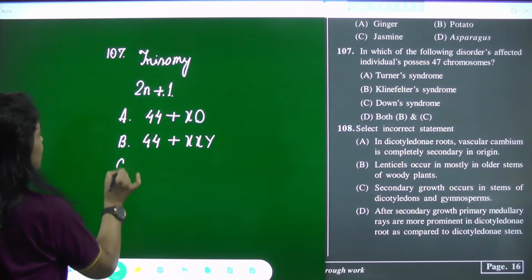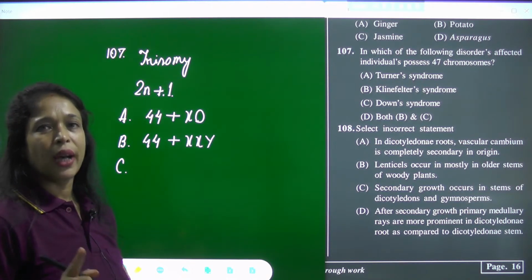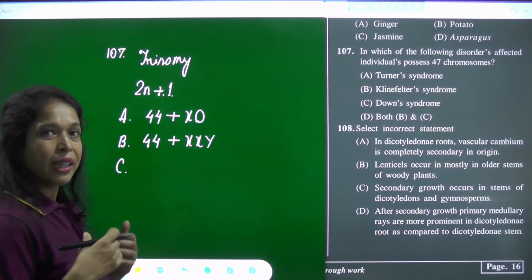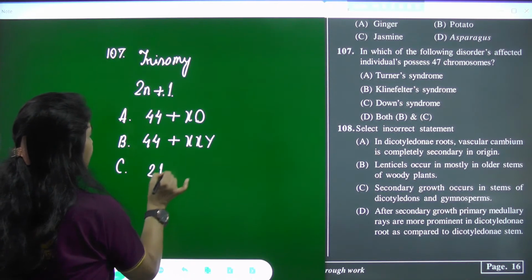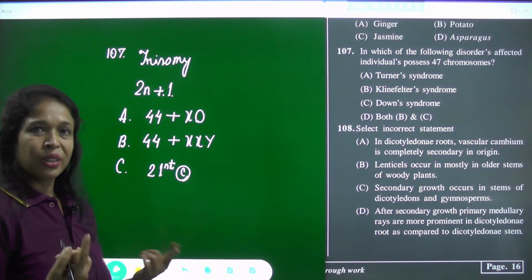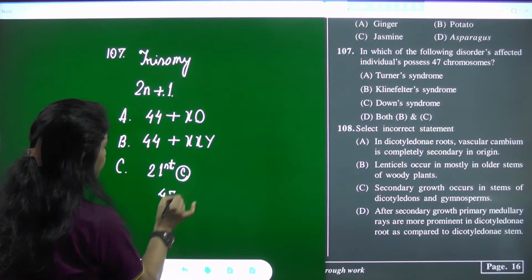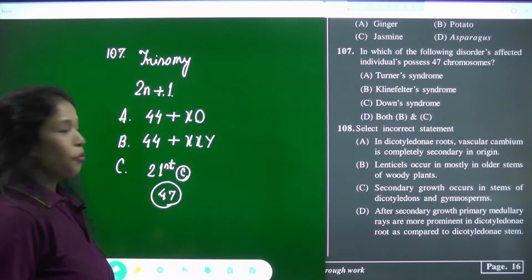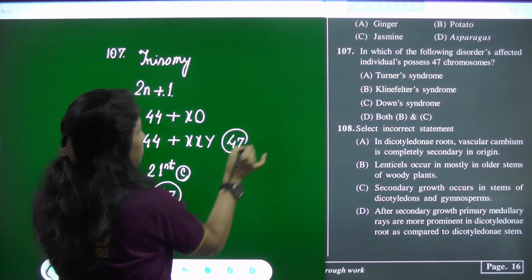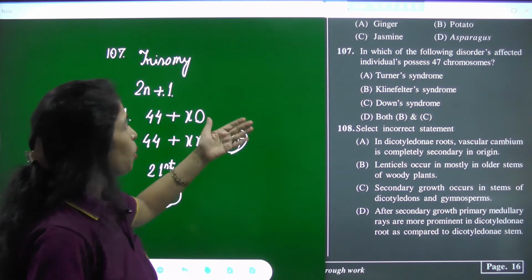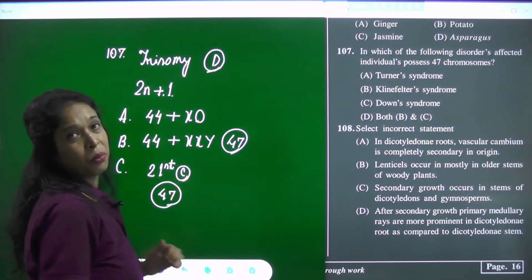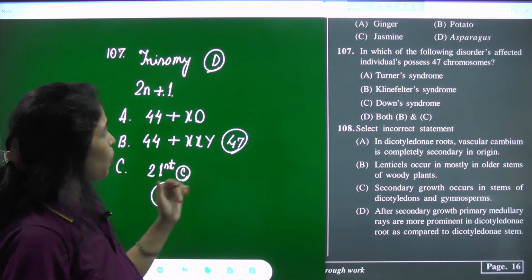Then next is Down syndrome, which is another example of trisomy, but it is autosomal trisomy. Autosomal trisomy means having one extra copy of the 21st chromosome. So, this is how the chromosome number becomes 47. So, 47 chromosomes are present in Down syndrome as well as Klinefelter syndrome. So, what will be the answer? Last option, both B and C. The questions are very easy, all from the NCERT textbook, direct questions.